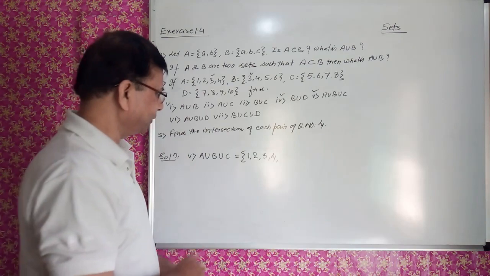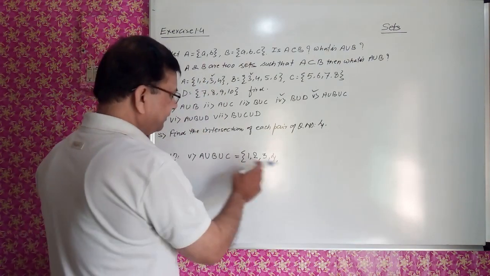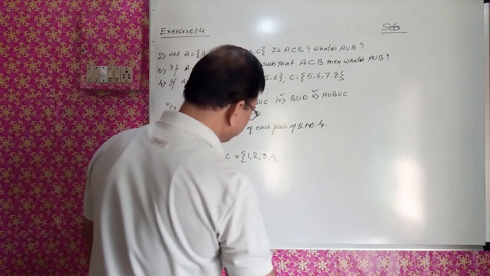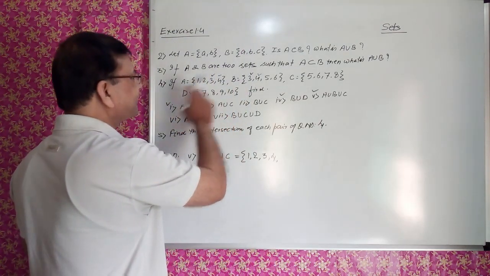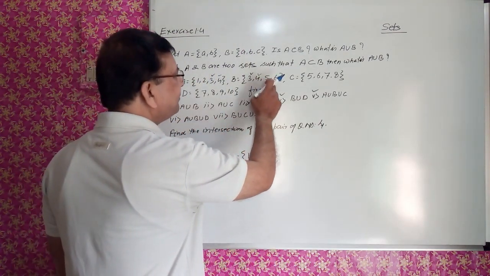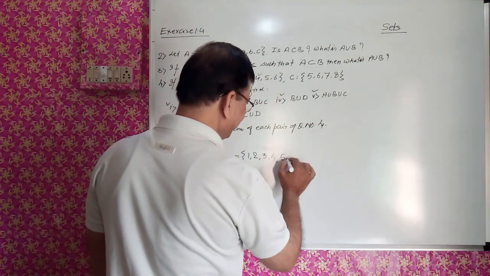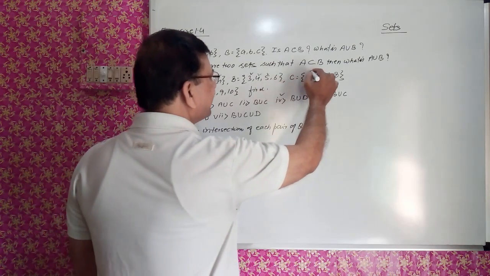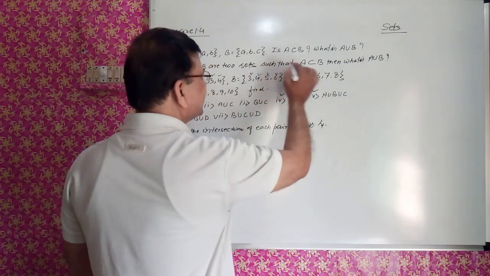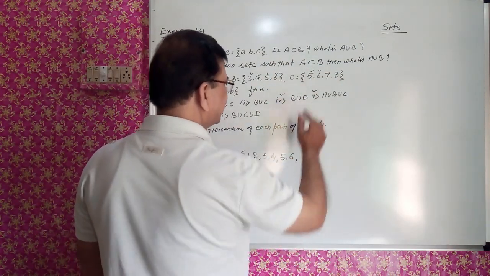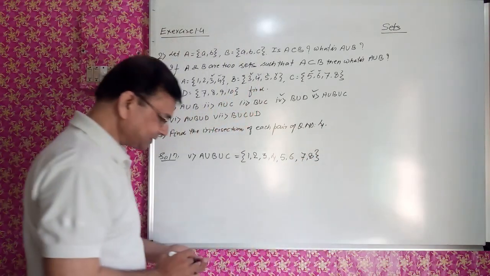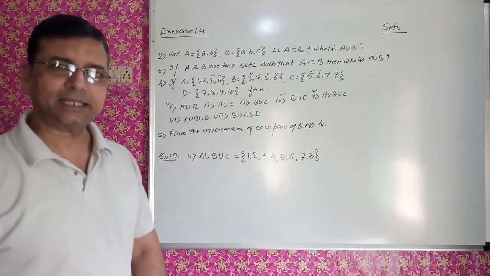So 1, 2, 3, 4 I have written. 4 is here, 4 is here, so I have written it once. So all the elements of A have come. Which are the elements in B left? That is 5 and 6. So I will write 5 and 6. 5 is common in both, so I have written it once. 6 is common in both, written once. Then 7 and 8 of C are left. So these are the elements of A union B union C.